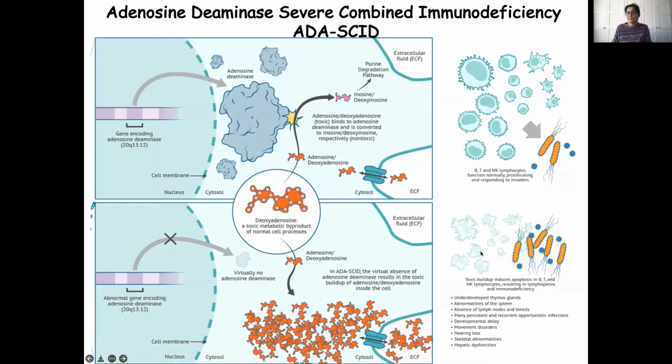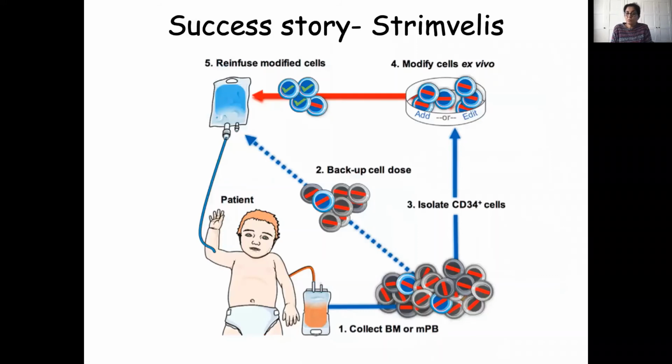So in ADA-SCID, our T lymphocytes, B lymphocytes, and natural killer cells within the blood are dead. When the patient is infected with any type of pathogen, there are no fighter cells available, and these pathogens cause problems. So these patients have no immune system, and they cannot fight any type of infection. So that is ADA-SCID. Luckily, there has been one gene therapy.